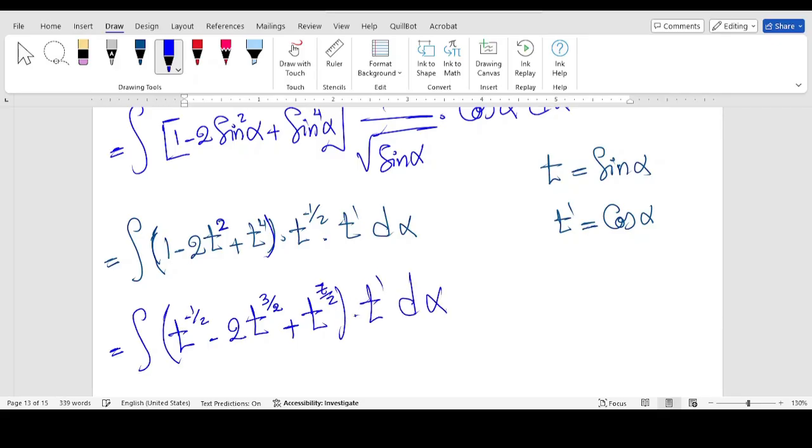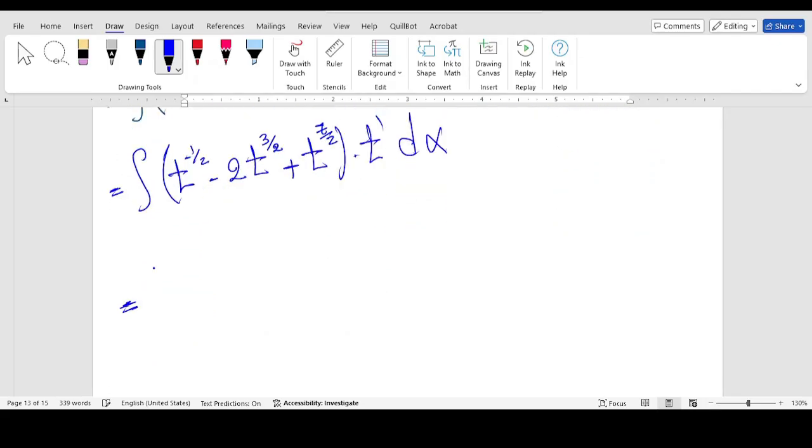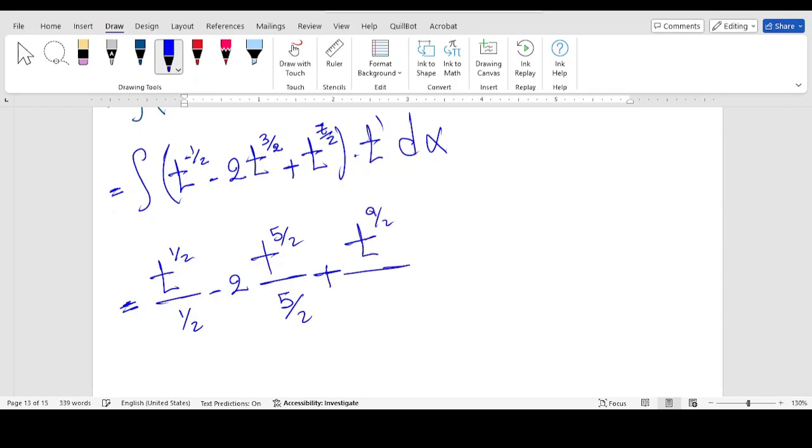So the integration now will be: raise the power by 1 and divide by the new power. t to the power half divided by half, minus 2 t to the power 5 over 2 divided by 5 over 2, plus t to the power 9 over 2 divided by 9 over 2, plus c. Where you have to do the back substitution step, where t is sine alpha.